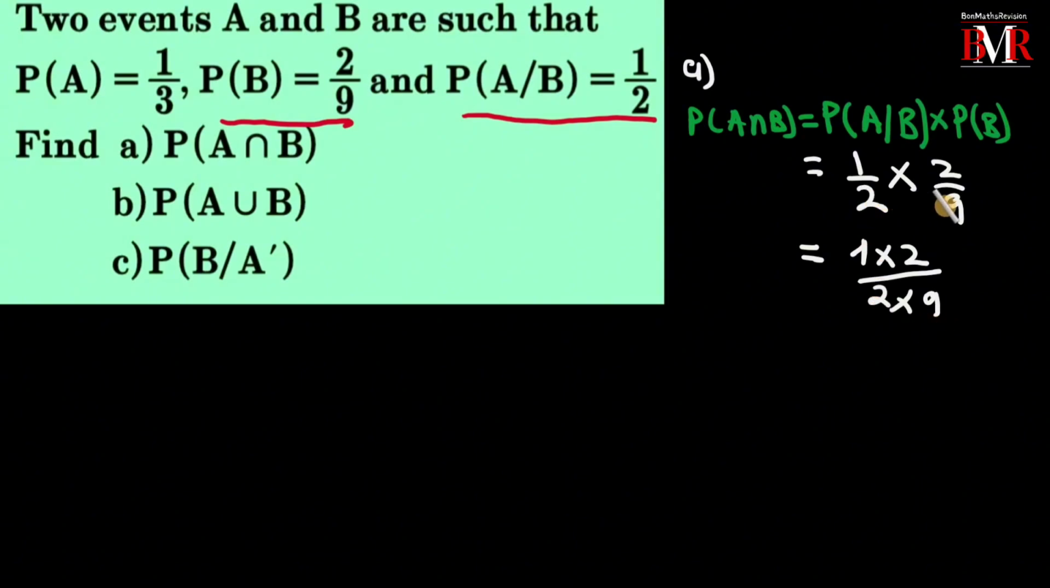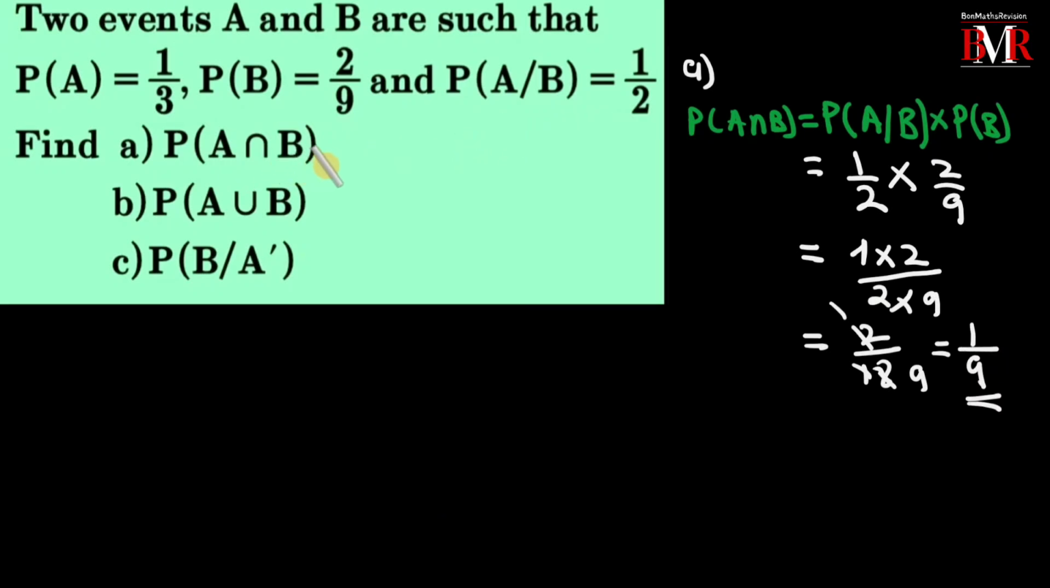9. Multiplying two fractions, we multiply the numerators and then we multiply the denominators. That is, I will have 2, which is 1 times 2, all over 18, which is 2 times 9. Simplifying this, I'll have 2 here 1 time, 2 here 9 times, and then I'll have 1 all over 9. That means the probability of A intersection B is 1 over 9.